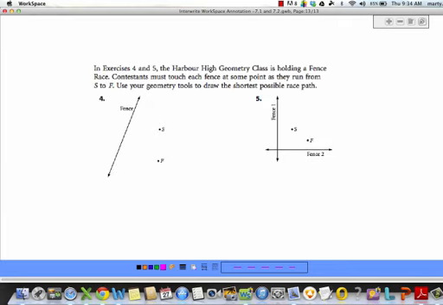Here are 2 problems where the class is holding fence races. You must touch each fence at some point to get from S to F. I'm guessing that's start to finish. So the first one, you just have to touch one fence. Again, I always like to go to where you're ending. I'm ending at this finish. Let's reflect that finish. That distance will be equal to the distance over here. So I reflect that over there.